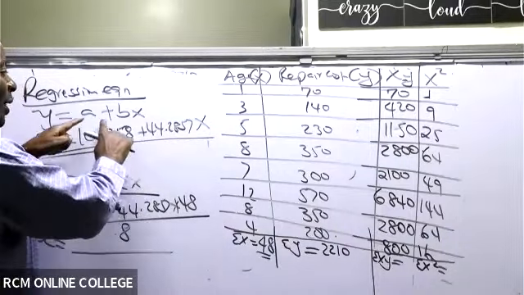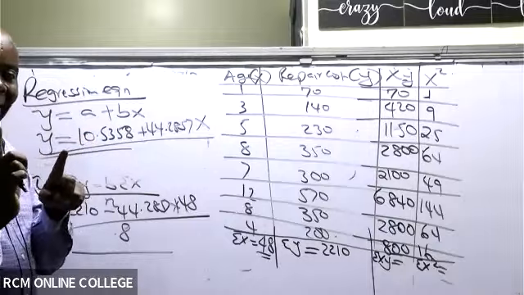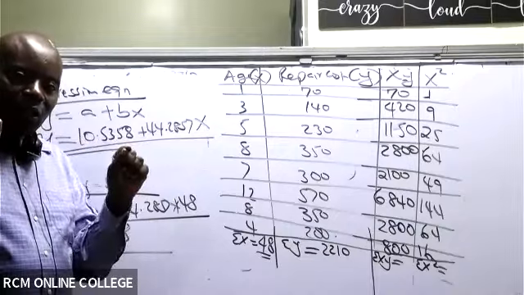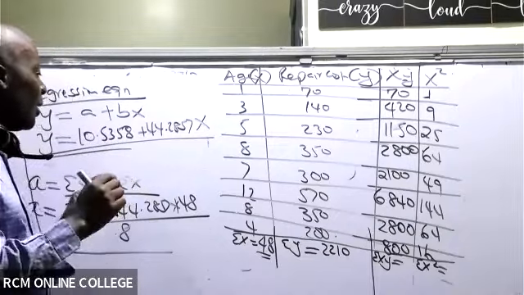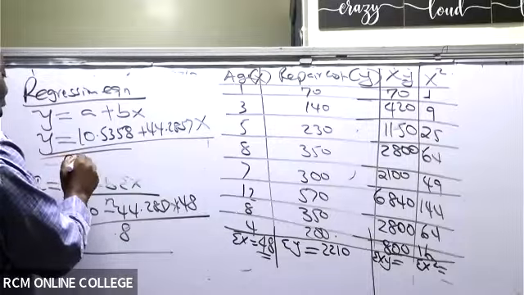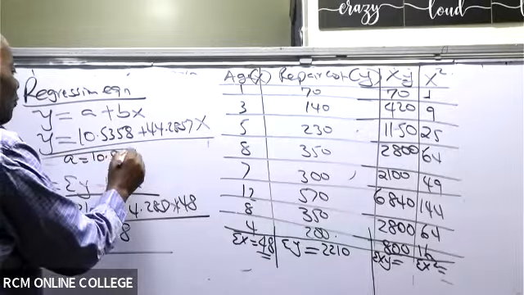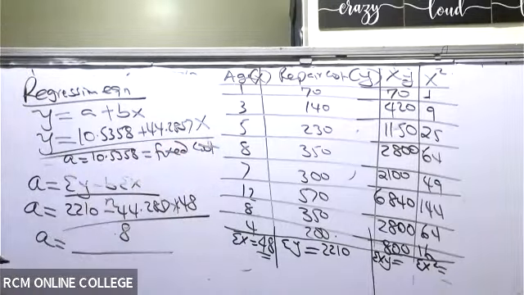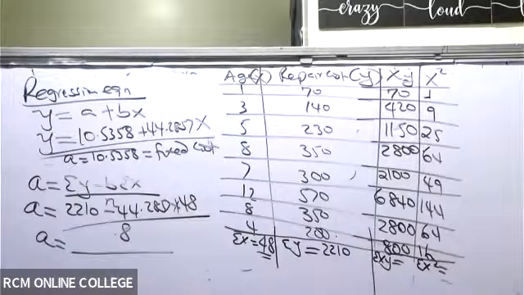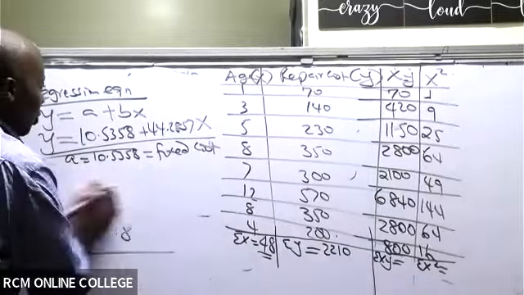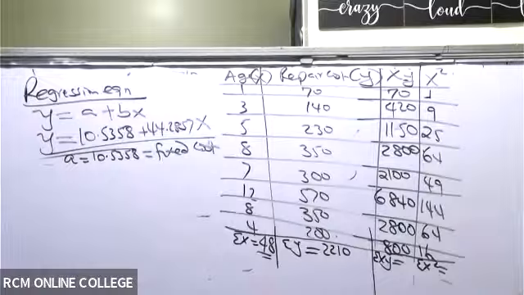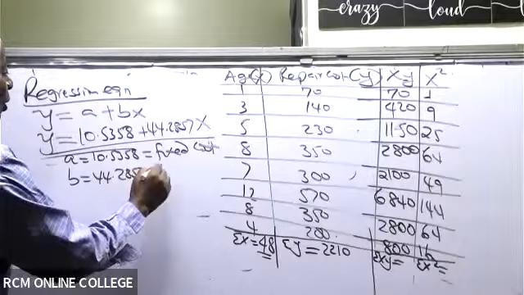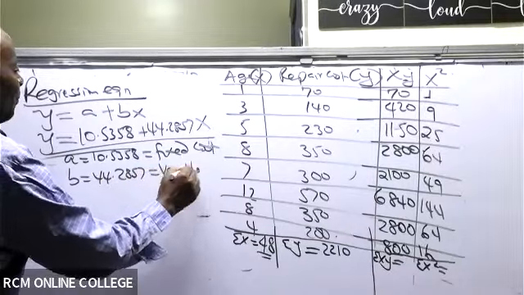But if you remember very well, this A is the fixed cost, the one that does not depend on X. It doesn't matter the age. So we have two types of cost here. So A is 10.5358, which is the fixed cost. And then of course we have B. B is 44.2857, which is the variable cost.